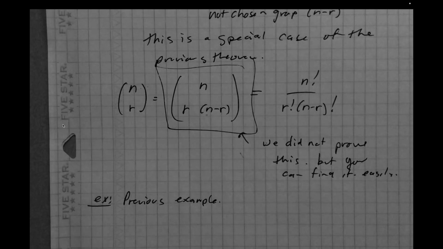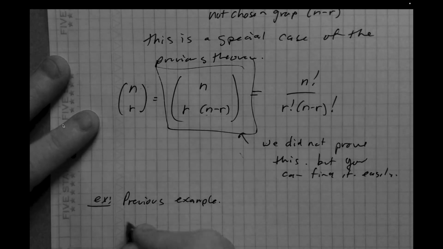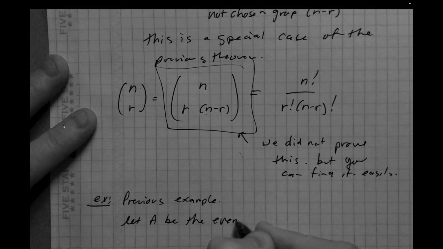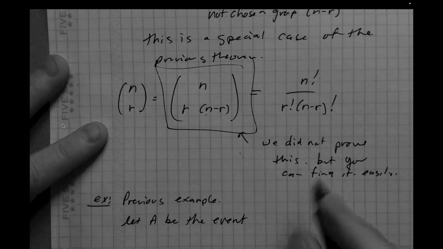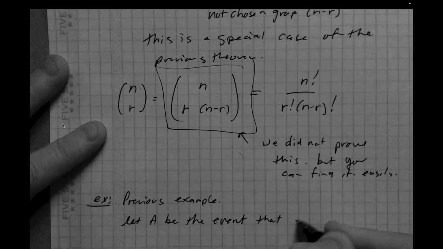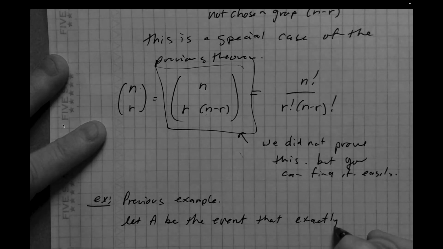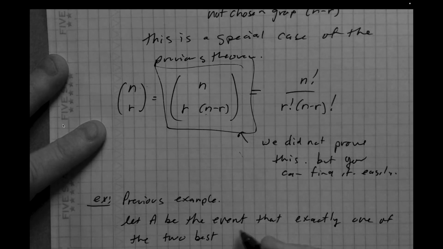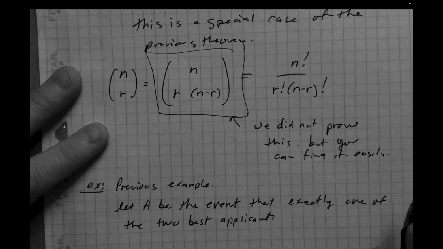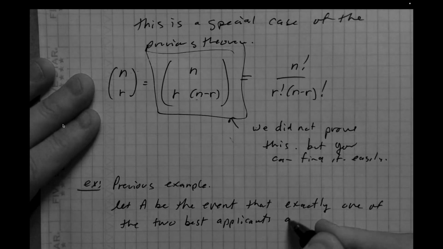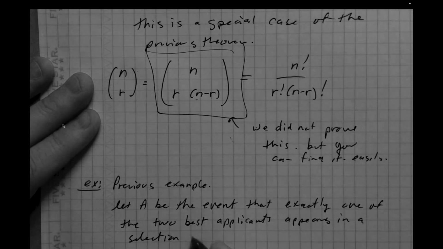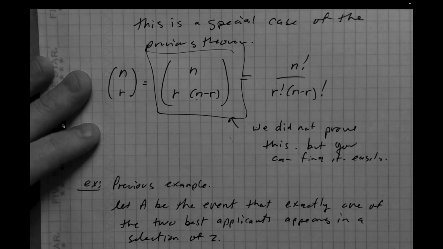And so here what we're doing is we're going to say, let A be the event that exactly one of the 2 best applicants appears in a selection of 2, out of 5.